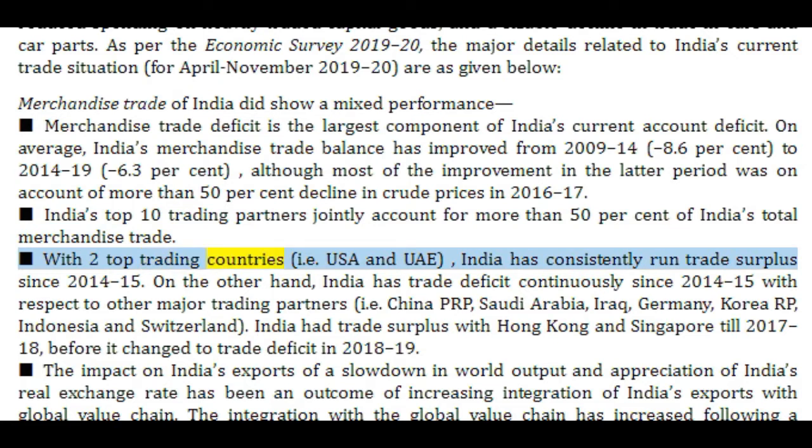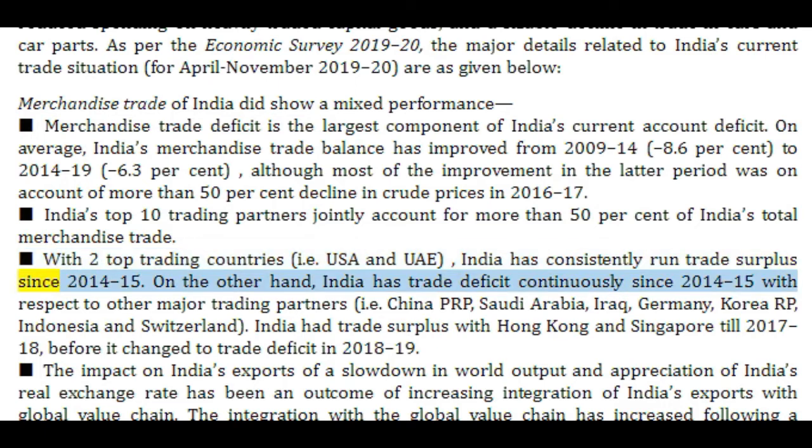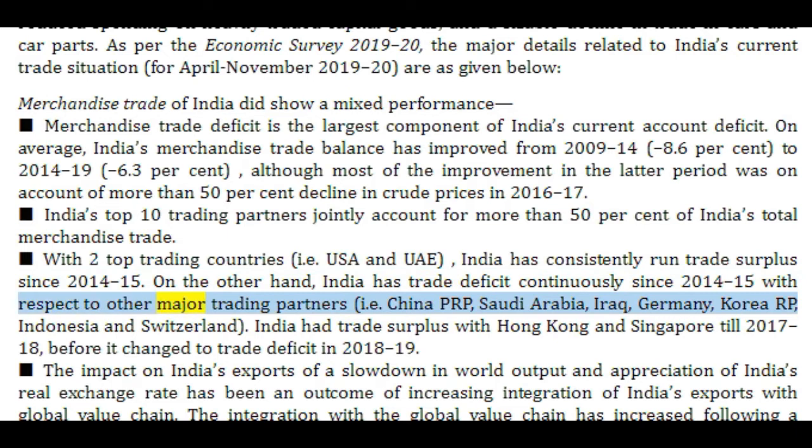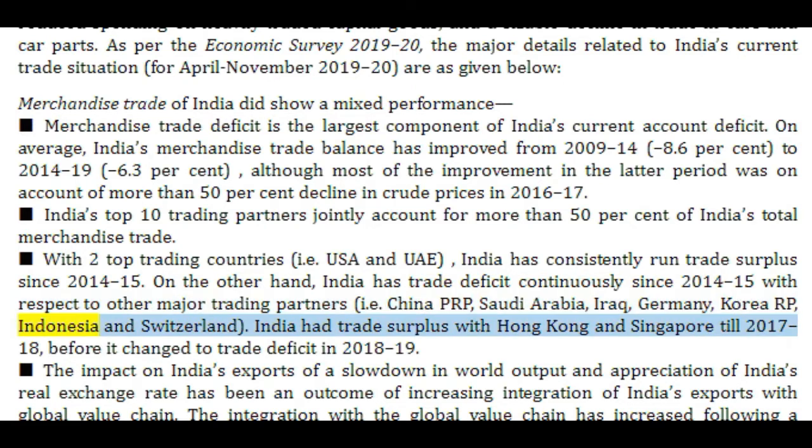With the top trading countries, USA and UAE, India has consistently run a trade surplus since 2014 to 15. On the other hand, India has had a trade deficit continuously since 2014 to 15 with respect to other major trading partners, i.e. China PRP, Saudi Arabia, Iraq, Germany, Korea RP, Indonesia and Switzerland. India had a trade surplus with Hong Kong and Singapore till 2017 to 18, before it changed to a trade deficit in 2018 to 19.